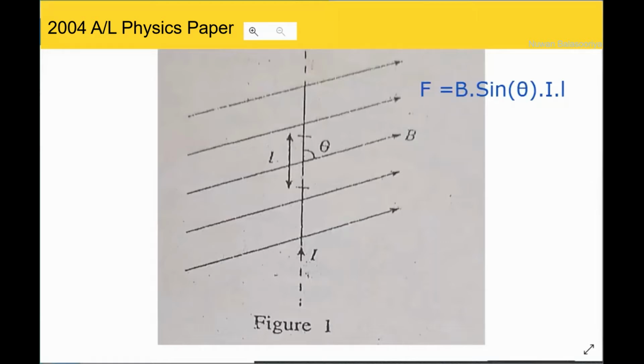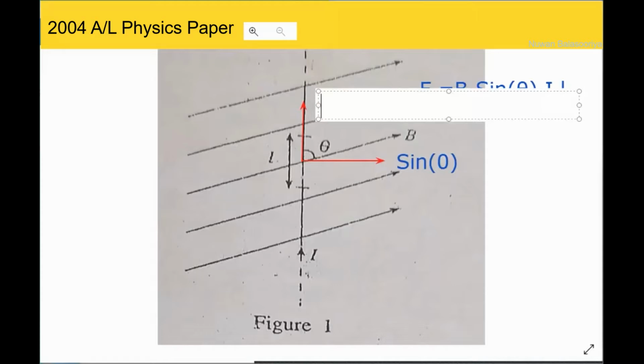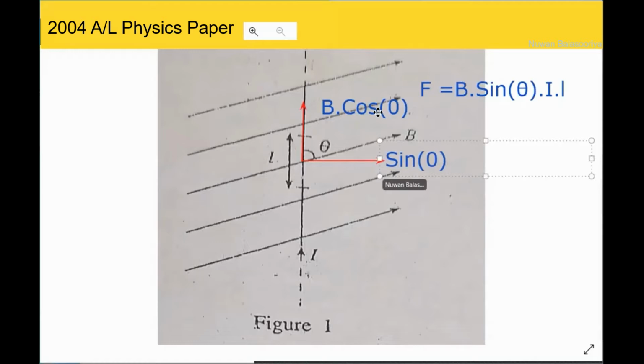You can divide the magnetic field along two perpendicular directions. The component along the wire is B cos theta, and the component away from the wire is B sine theta. B sine theta is the component which is perpendicular. Cos theta is acting along the wire. Can you identify? So always you should use the component of the field perpendicular to the wire, right?